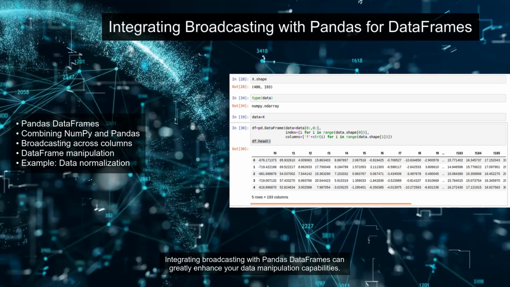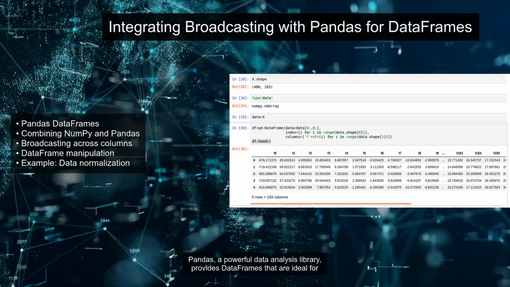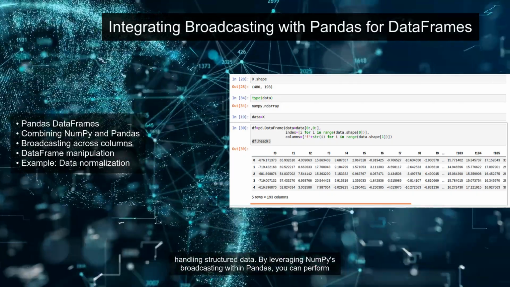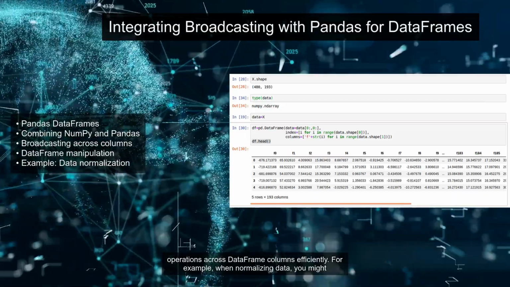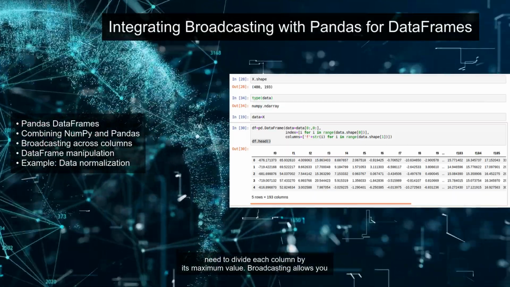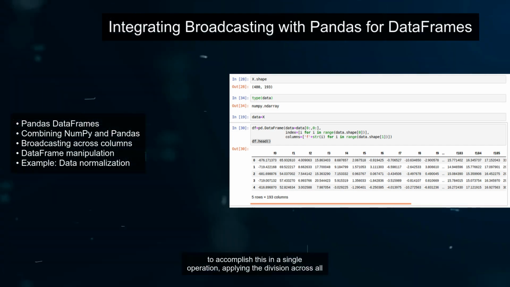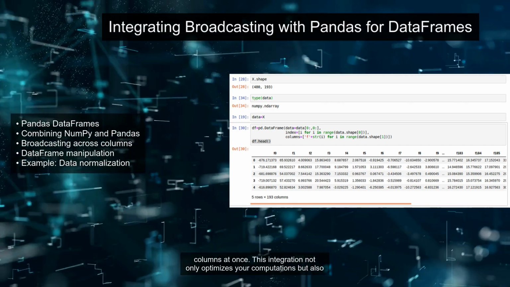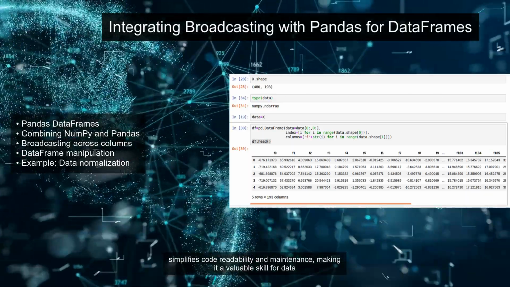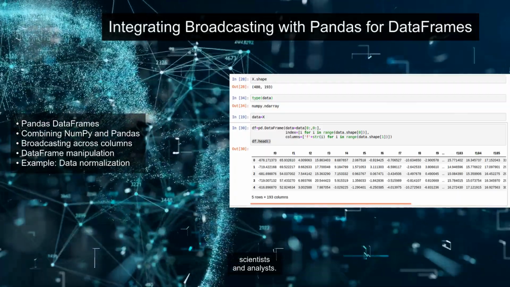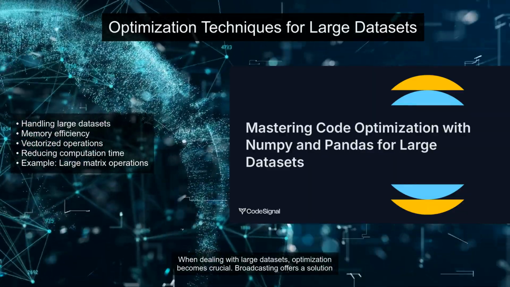Integrating broadcasting with pandas data frames can greatly enhance your data manipulation capabilities. Pandas, a powerful data analysis library, provides data frames that are ideal for handling structured data. By leveraging NumPy's broadcasting within pandas, you can perform operations across data frame columns efficiently. For example, when normalizing data, you might need to divide each column by its maximum value. Broadcasting allows you to accomplish this in a single operation, applying the division across all columns at once. This integration not only optimizes your computations but also simplifies code readability and maintenance, making it a valuable skill for data scientists and analysts.